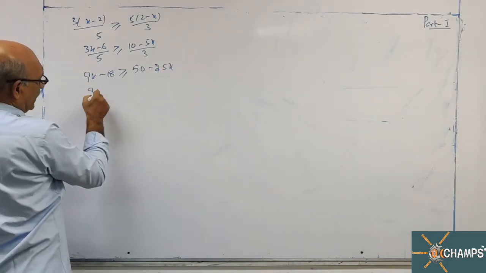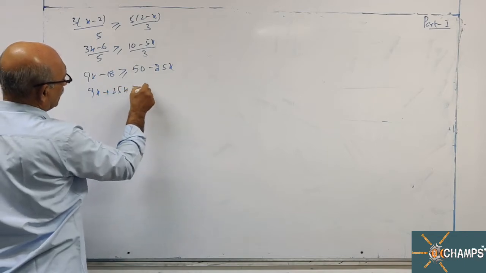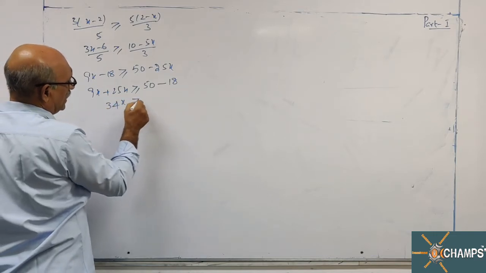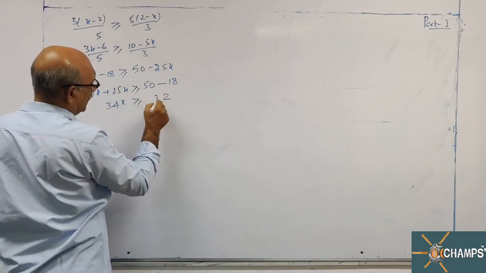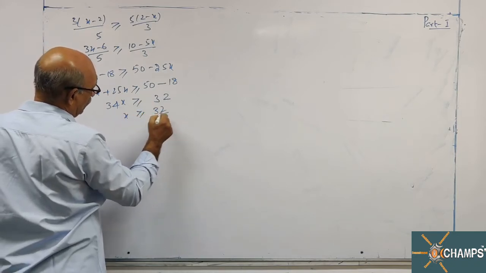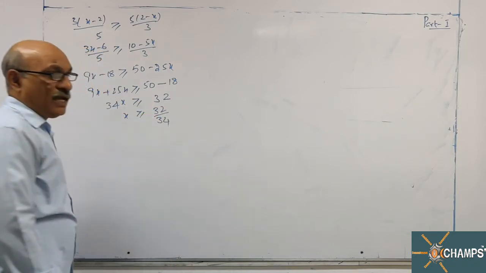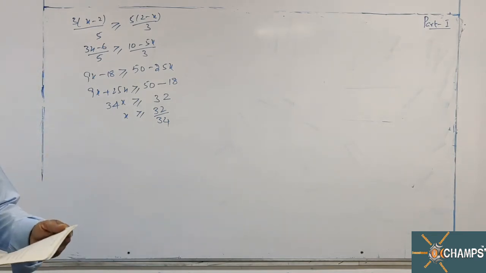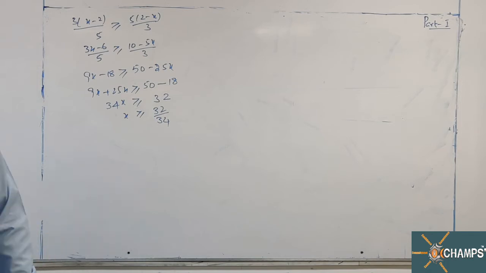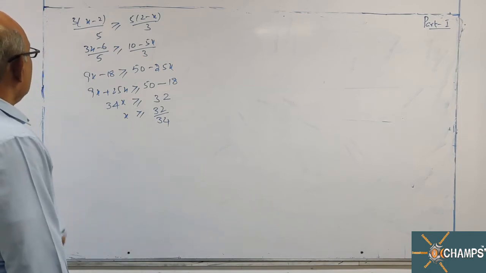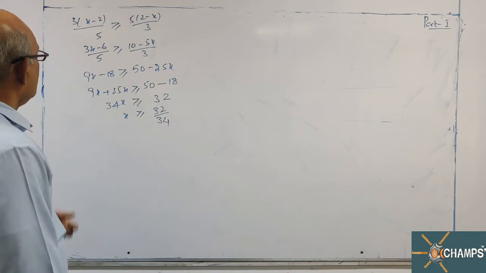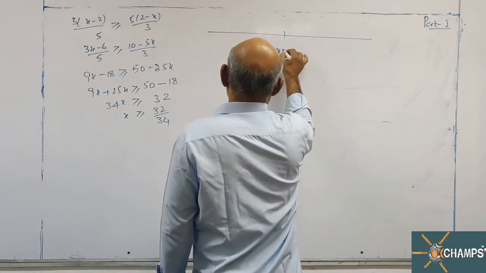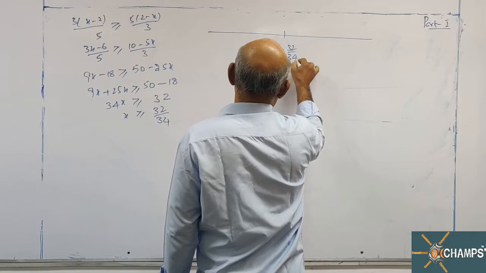Bring 25x to this side. Greater than or equal to 50 minus 18. This is 34x greater than or equal to 32. x is greater than or equal to 32 by 34. x is greater than or equal to 32 by 34. x is equal to 32 by 34.